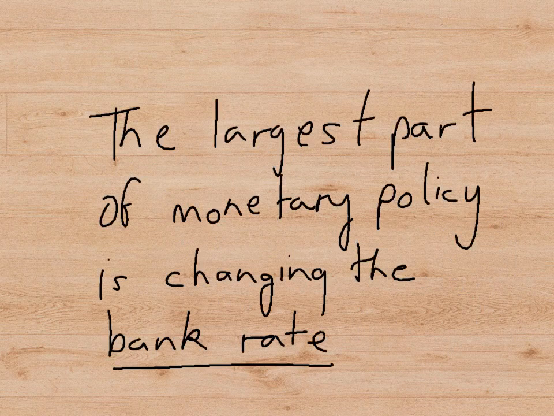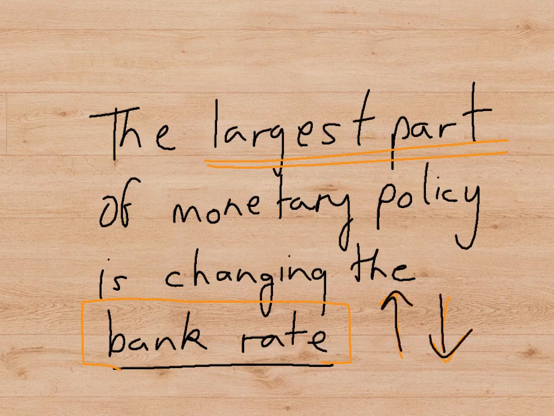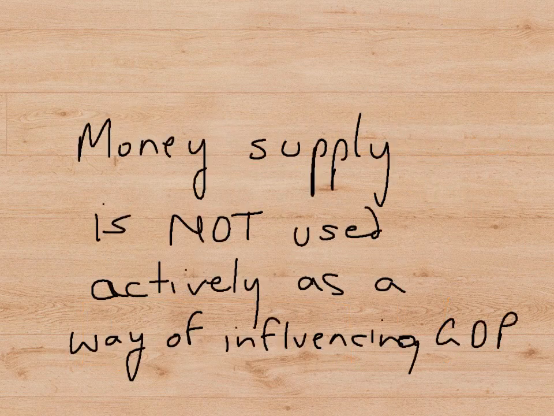What we have to understand is, when we talk about monetary policy, although we understand that it has two parts, the largest part of monetary policy is concerned with altering the bank rate, up or down. So changing the bank rate is the biggest part of monetary policy. You could even say it's 90% of monetary policy is to do with what we do to the bank rate. Do we move it up? Do we move it down? Etc. That doesn't leave much room for money supply.